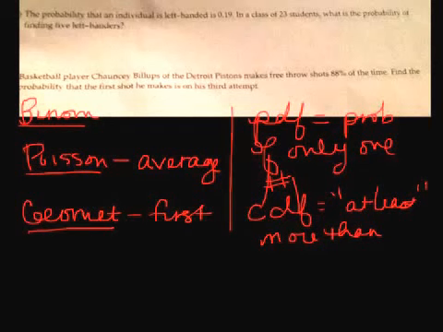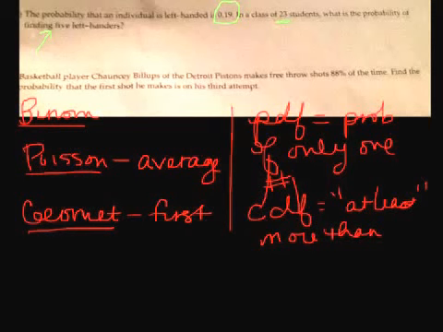So I'm going to obviously model here what I want you to do, and then I think you'll have better success if you do that on the test. Okay, so let's go ahead and start the problem. This is number 11, right up here. The probability that an individual is left-handed is 0.19. In a class of 23 students, so there's our probability right there, 0.19.